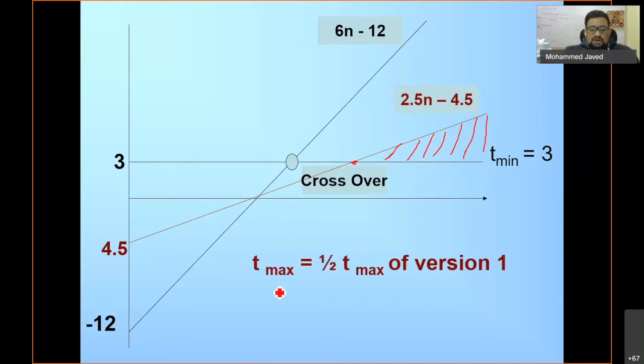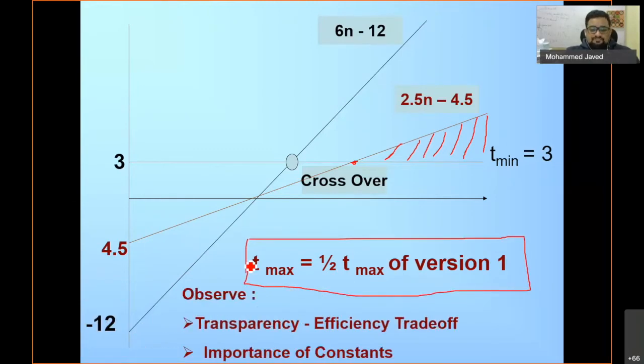So here T max in this particular algorithm, version 2, is almost half the T max of version 1. That is the observation we can make from this graph.